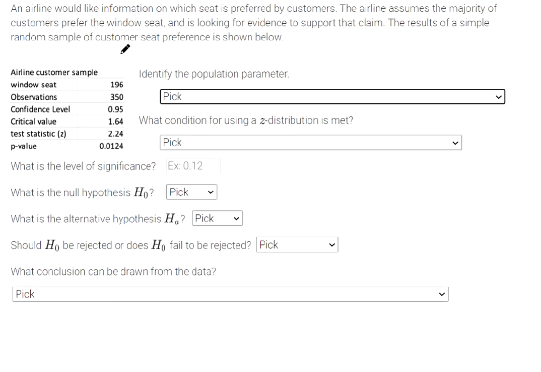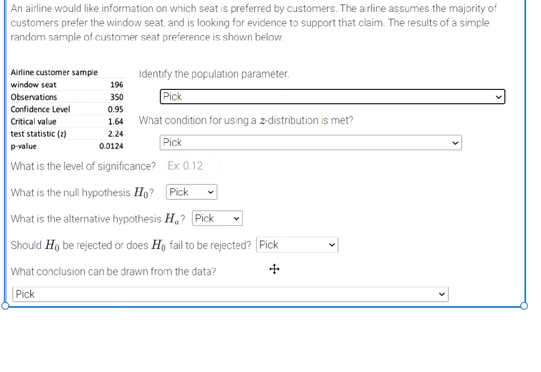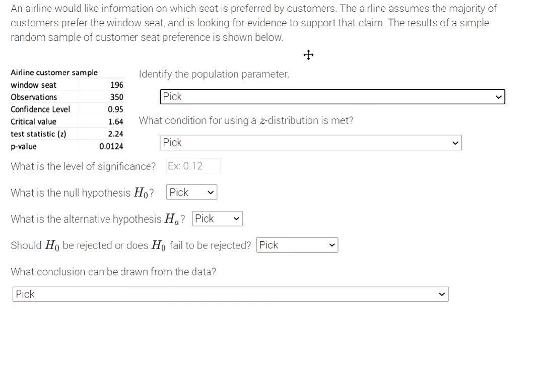So go ahead and pause if you haven't seen this one yet, but an airline would like information on which seat is preferred by customers. The majority prefer the window seat, looking for evidence to support this claim. So they're asking people, do you prefer the window seat, yes or no? Okay. So the population parameter that you're trying to estimate is the population proportion of adults. It's the proportion of all adults that prefer the window seat. So ignore anything about a sample. It's about the population proportion of adults that prefer the window seat.